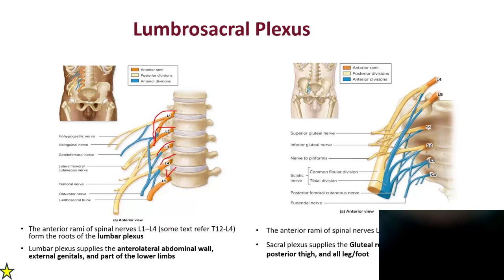So the roots are as follows. It's going to be from the spinal nerves of L1 to L4, and then they generally will supply regions of your lower abdominal wall. I also went over the external genitalia, mostly the skin.